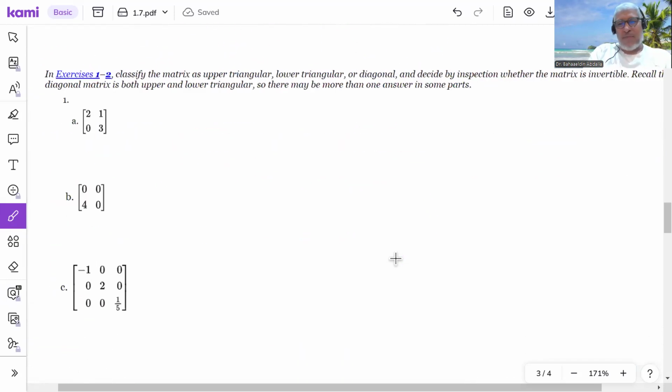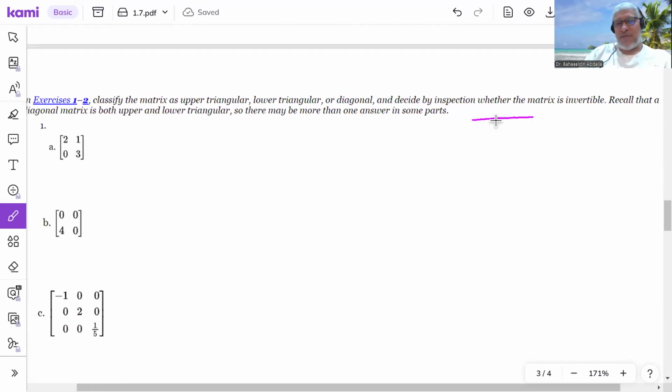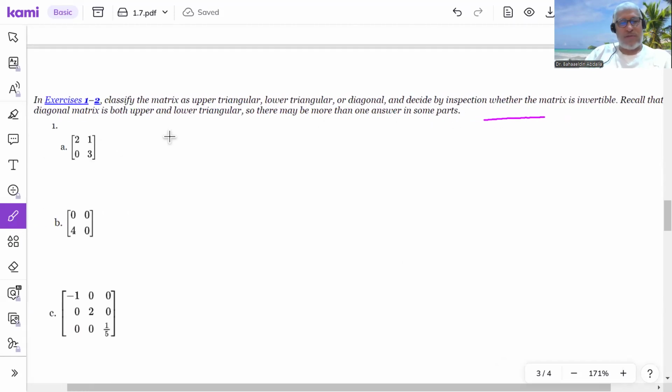Some exercises: classify the matrix as upper triangular, lower, or diagonal, and decide whether the matrix is invertible or not. Okay.